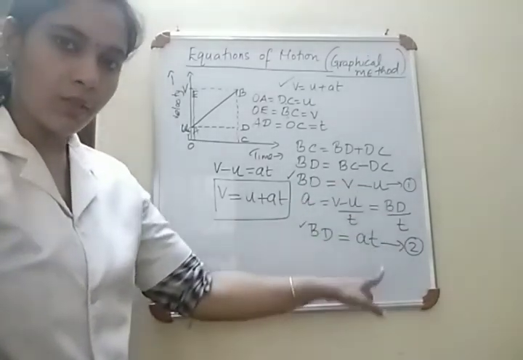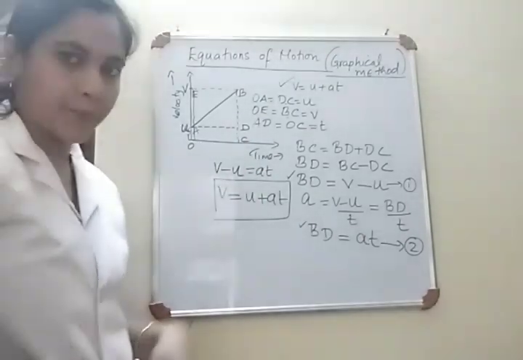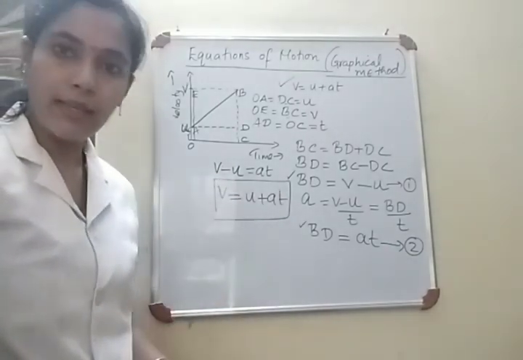Then compare both the equations. So you will get V minus u equal to AT. Therefore V equal to u plus AT. So this is the derivation for the first equation of motion. Practice it thoroughly. It's very important.